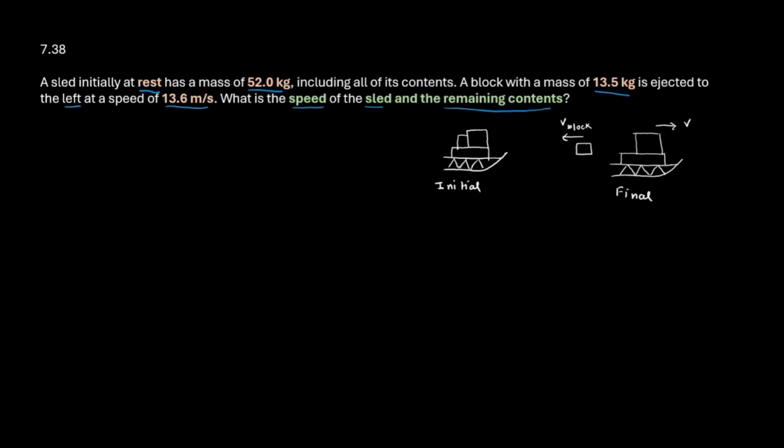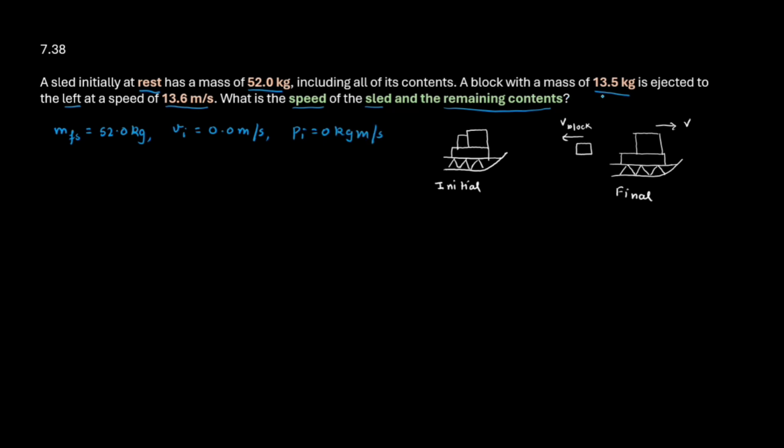So here you have a sledge containing a few blocks, and the total mass of the sledge with its content, which we will write as mass of full sledge, is 52.0 kilograms. And initially the sledge is at rest, so we can write its initial speed V initial to be equal to 0. And since its initial speed is 0, the initial momentum of the sledge will also be 0.